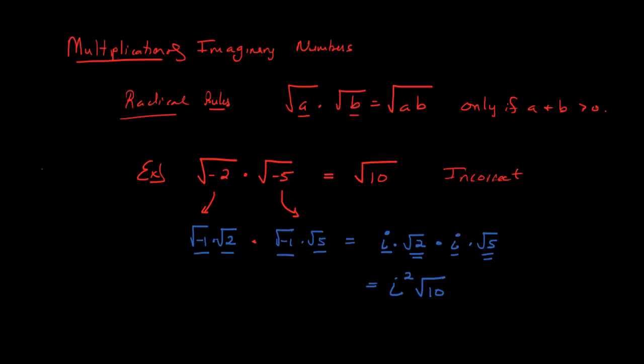And as long as we remember our little list that i is equal to the square root of negative 1, i squared is equal to negative 1, i cubed is equal to negative i, and i to the fourth is equal to positive 1, we can then write this as i squared, which is equal to negative 1, or negative square root of 10. So square root of negative 2 times square root of 5 does not equal positive square root of 10. It equals negative square root of 10.